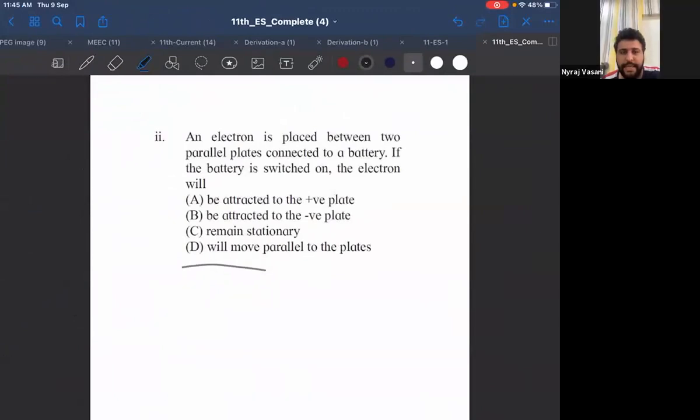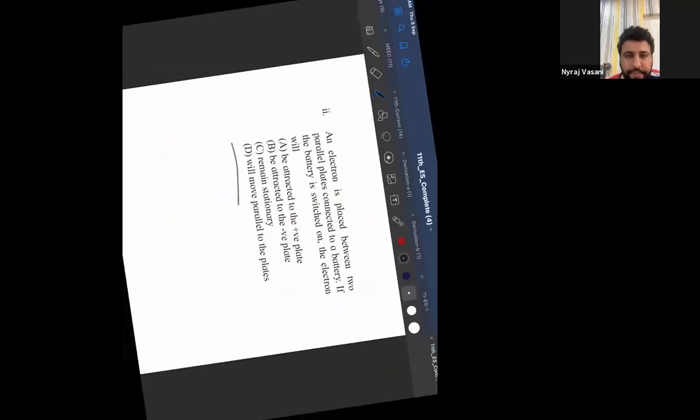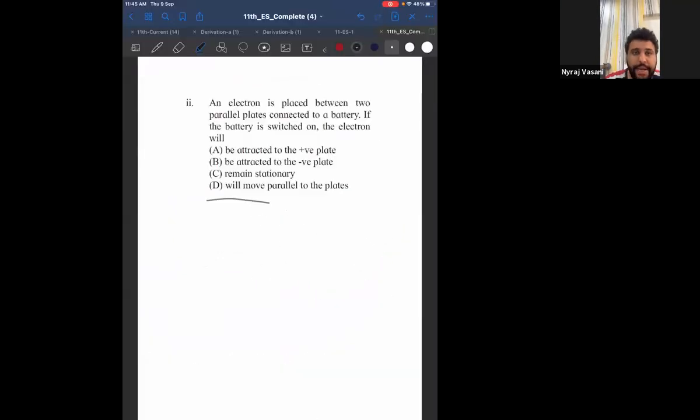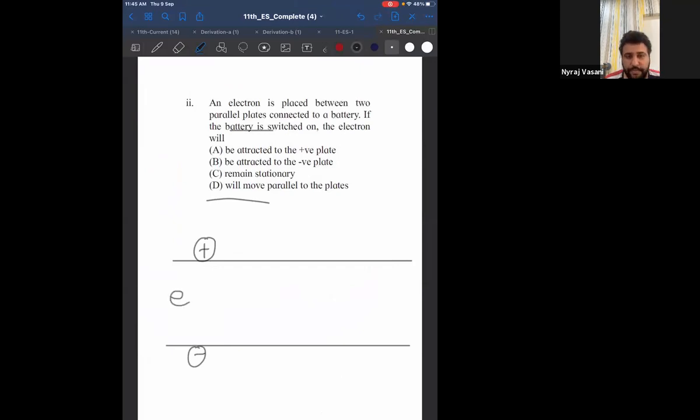Okay, now let me see the answers that I have got. Now I've got the answers between A and B. So I'll tell you the logic. Now there is a parallel plate. One plate is positive plate and other plate is negative plate. Now an electron is placed between and the battery is switched on. Now tell me, electron will get attracted to which terminal, positive or negative?